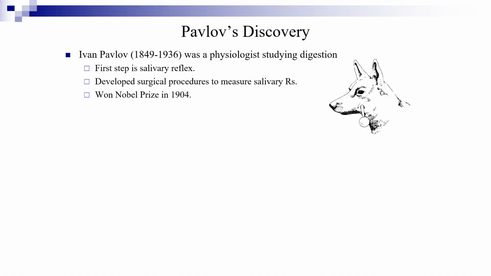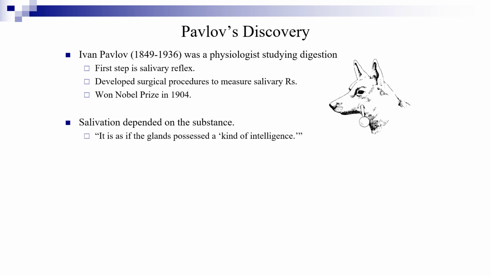Now we are talking about Pavlovian conditioning, so this all started with Pavlov's discovery. Ivan Pavlov was a physiologist and he studied digestion mostly in dogs. His first step was the salivary reflex, so he was measuring saliva in dogs. He developed a surgical procedure to measure salivary responses, and he won a Nobel Prize for this in 1904.